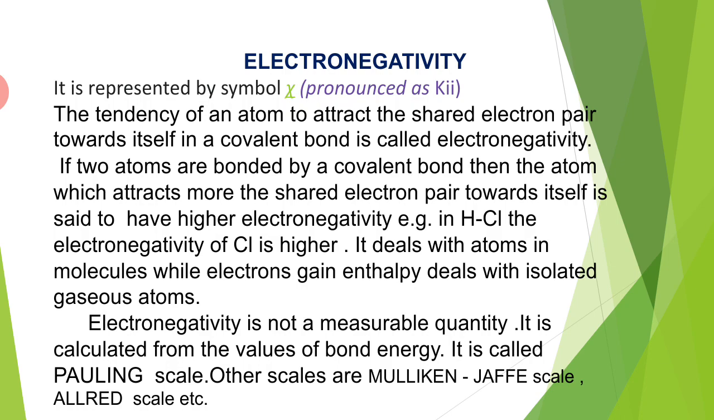Electronegativity is not a measurable quantity. It is calculated from the values of bond energy. It is called the Pauling scale. Other scales are Mulliken, Jaffe, Allred scale, etc.